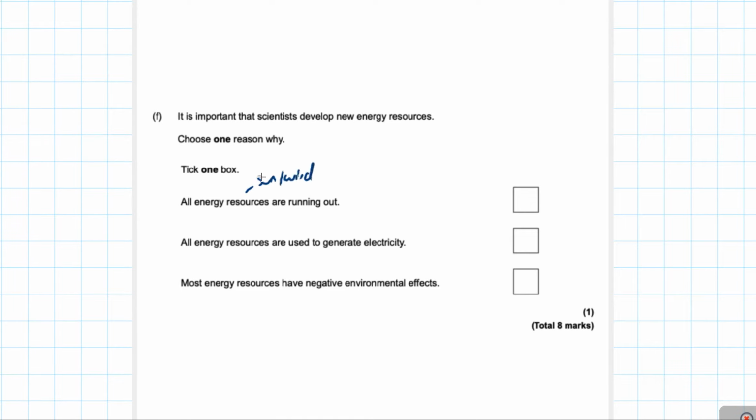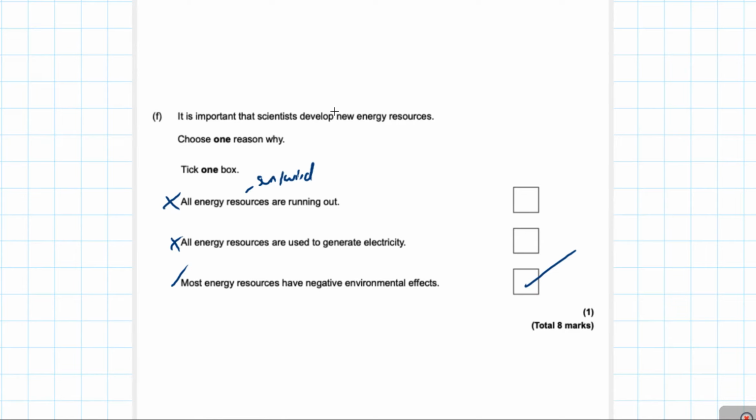All energy sources are used to generate electricity. Yes, but that doesn't really answer the question as to why we need to develop new ones. And then most energy resources have negative environmental effects. This is true. A lot of them do. Coal, oil, gas, even the likes of wind turbines, solar panels, etc. They all have some negative environmental effects. So this is very true. And this matches why we need to develop new ones to reduce the environmental effects.